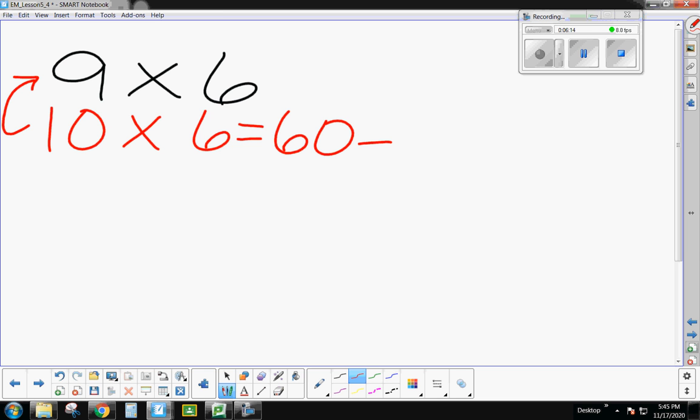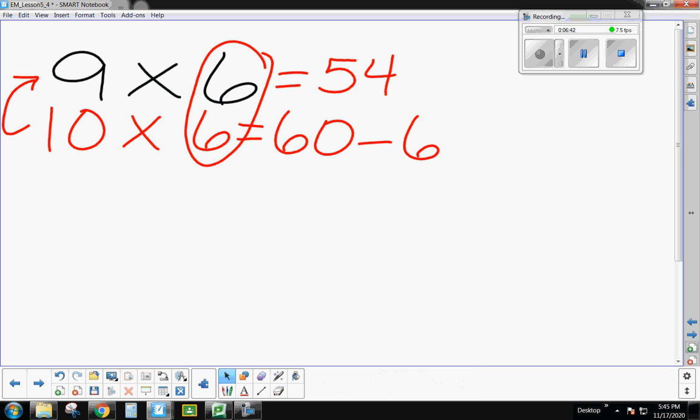Now, what am I going to have to subtract? This is where boys and girls get really mixed up sometimes because they're not sure. Should I subtract 9? Should I subtract 10? Should I subtract 6? I see all these numbers in here. What should I subtract? And here's my trick. What number is in both problems? 6, right? That is what I'm subtracting. So 60 minus 6 equals 54.